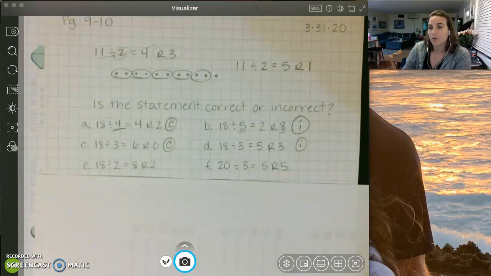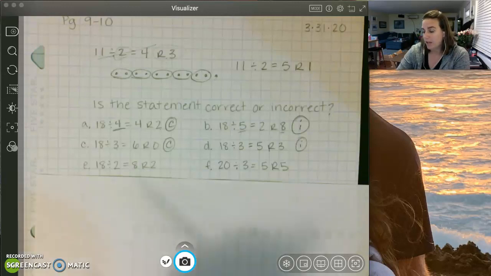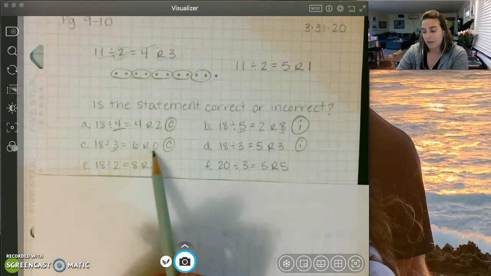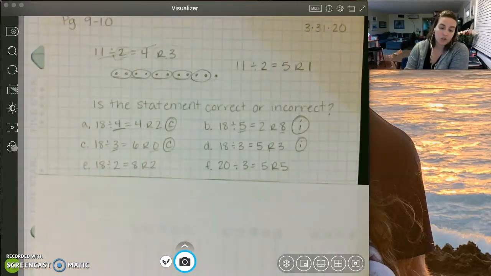So the biggest thing to remember is that you're checking the number you're dividing by and the remainder, and that's how we can check division and make sure that we can't fit any more groups inside of there.